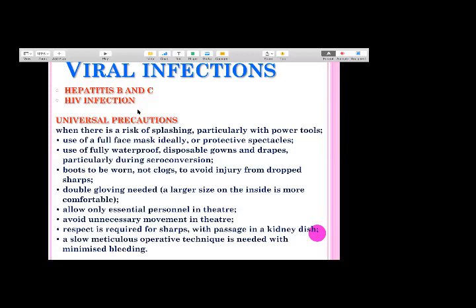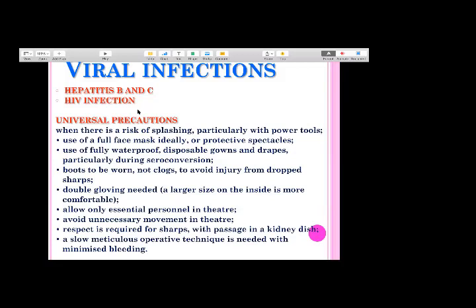So double gloving if needed. Take a larger size on the inside, which is usually more comfortable. And allow only essential personnel in theater. Avoid unnecessary movement in theater as well, which limits accidents from happening.